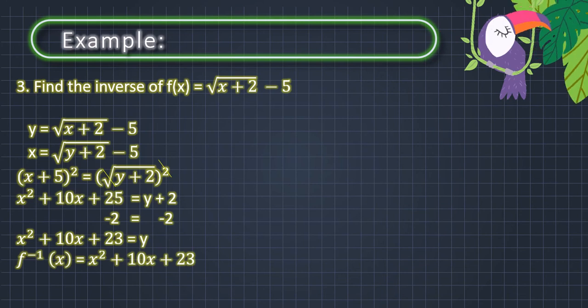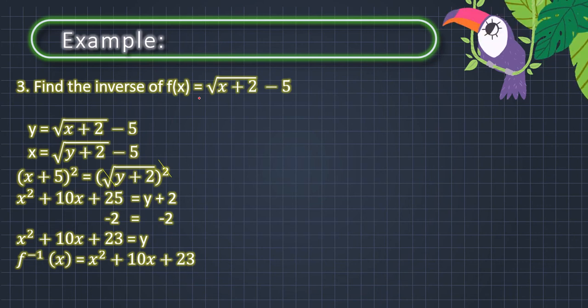Moving on to our third example, we will find the inverse of the function f of x equals the square root of x plus 2 minus 5. In doing so, again, we apply the steps. So this is the first step.